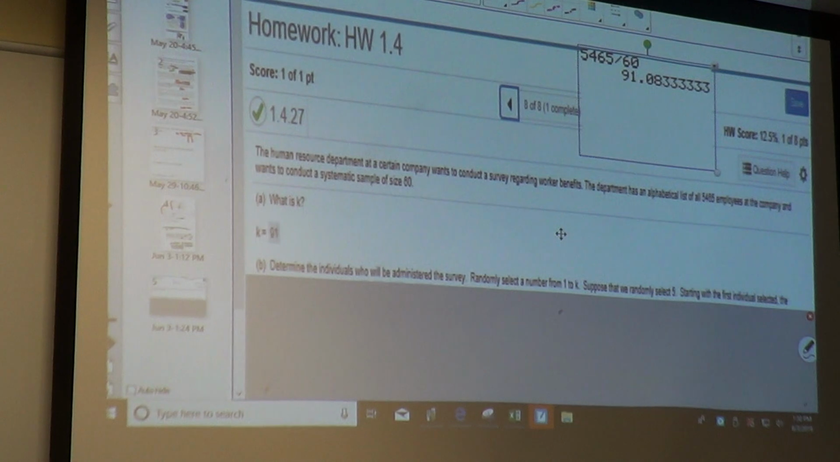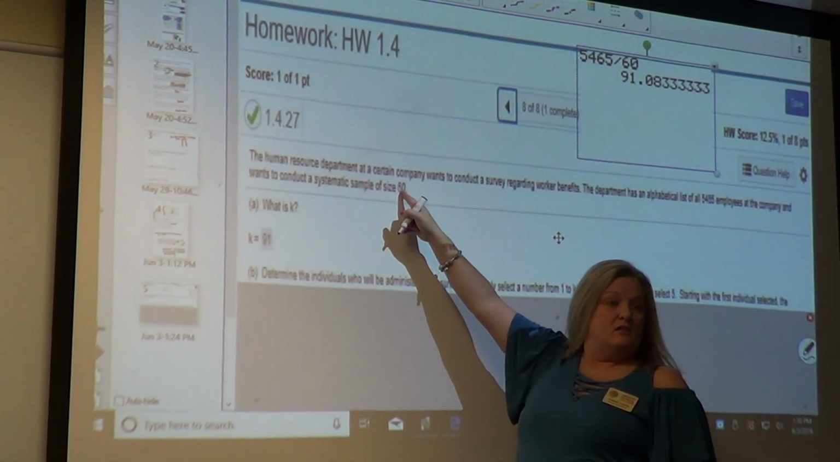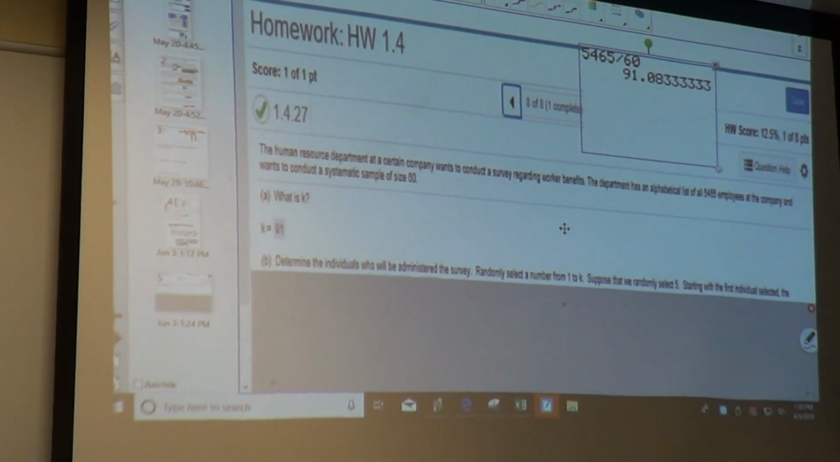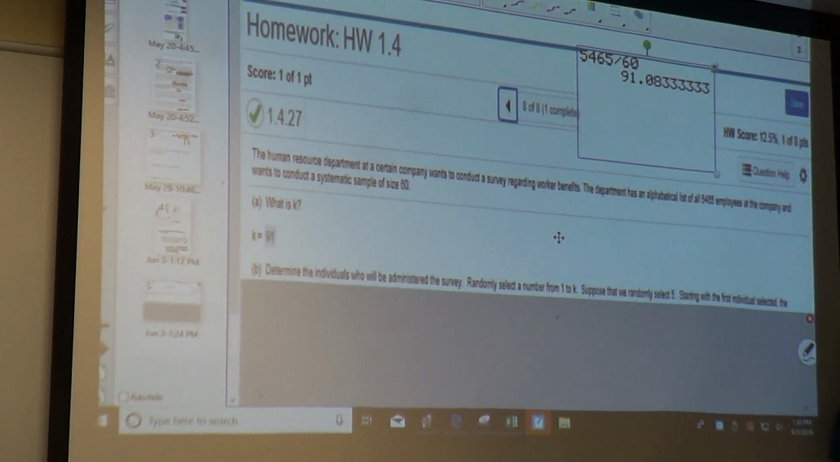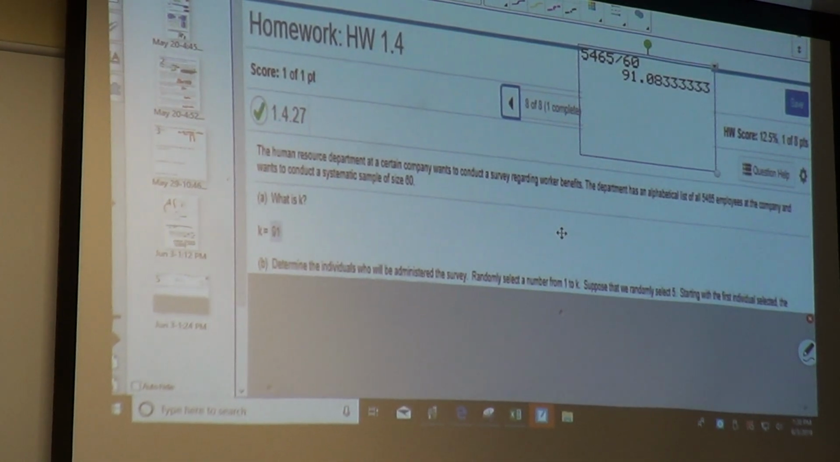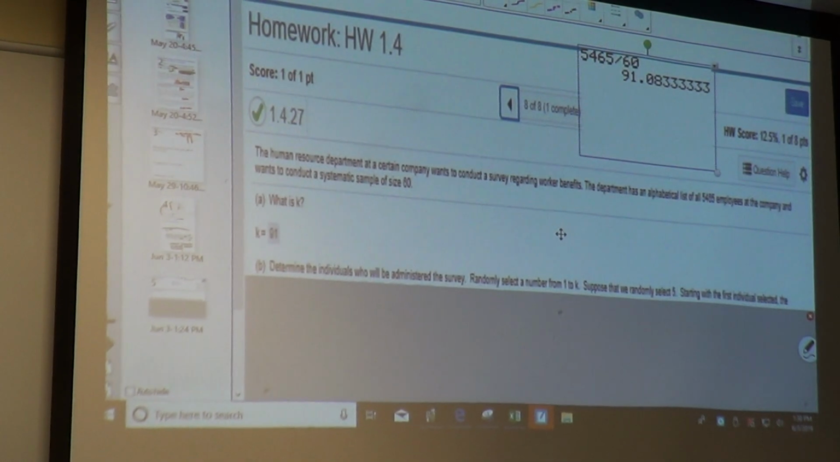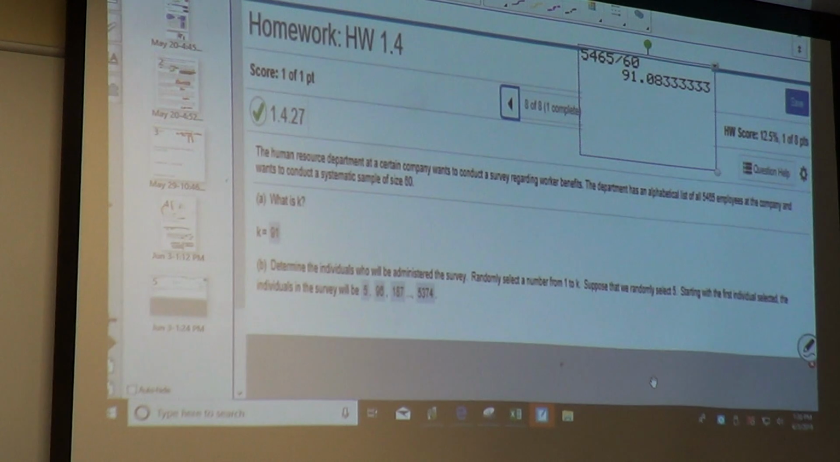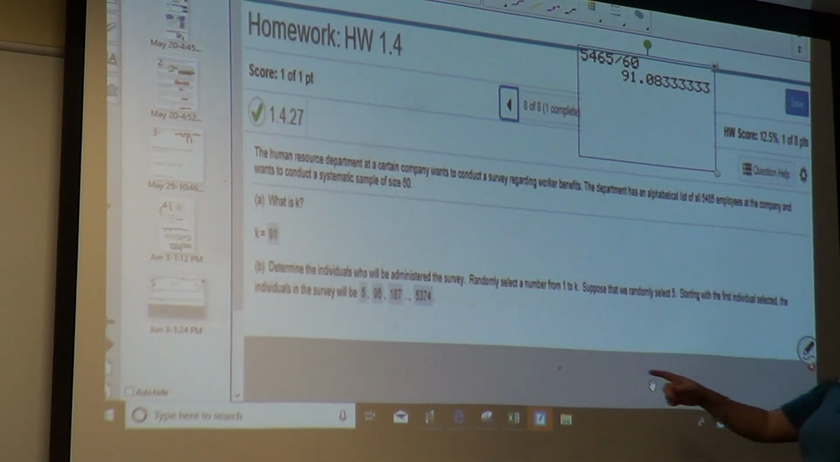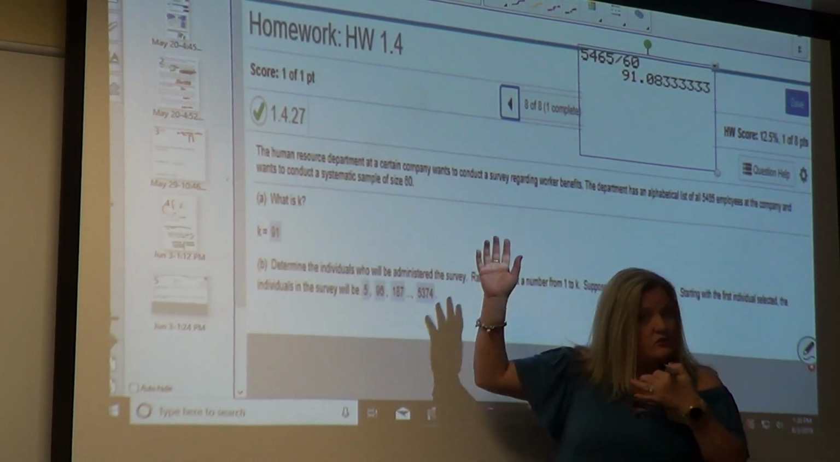What is that? 187. 187, dot, dot, dot. And then down here, it's going to be 5 plus 91 times, now 40 came from our sample size up here. So what number are we going to use? 60. What's that give me? 5374. So when I roll that bad boy down, 96, 187, 5374. Now, on my test, do I have to know this problem?